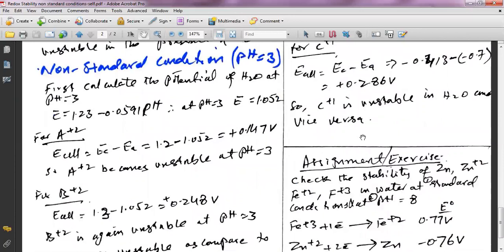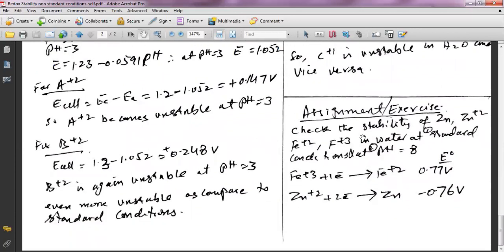As a chemist, you can decide the spontaneity of the reaction just by changing the pH of the solution. So this is your assignment. You have to check the stability of the zinc plus 2 and iron plus 3, sorry, this is the iron. It is mistakenly written as the fluorine. Iron plus 3 in water, both at standard conditions and at non-standard condition, that means at pH 8. So you have to check at standard condition, and you have to check at pH 8 in a similar way which I have already explained to you.